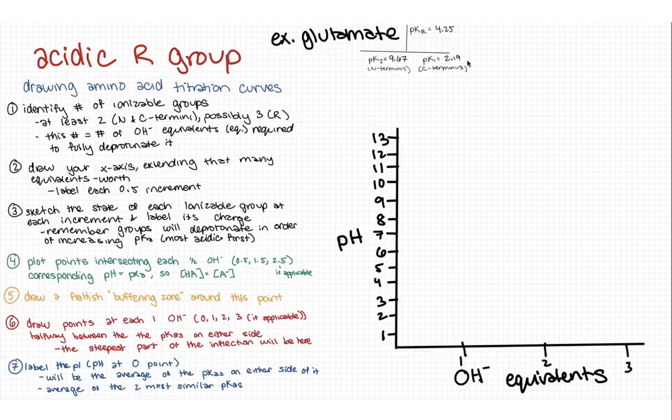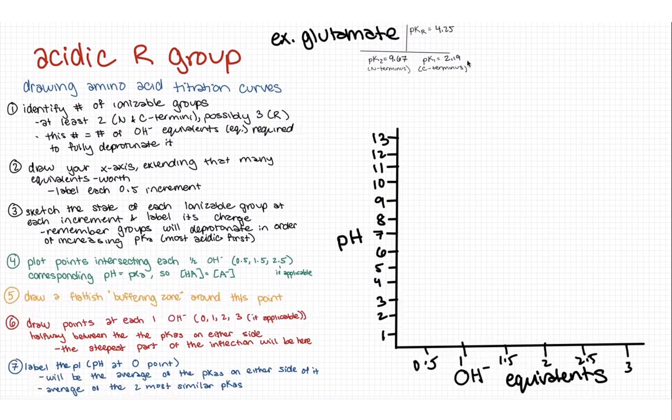And remember, we're going to want to put our 0.5 increments. Okay, so now let's sketch out what's happening at each of these different points. Remember that we're going to go in order of increasing acidity, so in order of increasing pKa. So what is going to deprotonate first? What's going to deprotonate second? And what's going to deprotonate third?